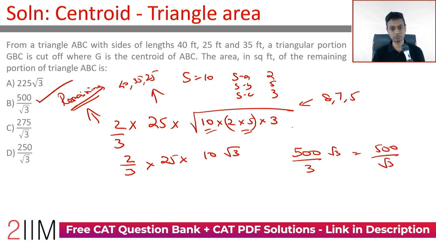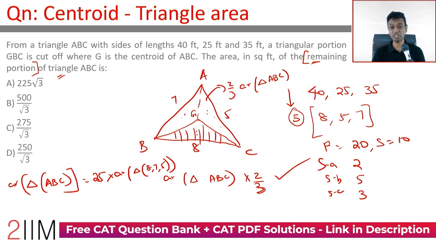choice B. Just a recap, the idea involved here, a centroid divides it into 3 equal parts. We want to find the remaining, that is 2/3 of the large triangle. Triangle has 40, 25, 35. Our ratio is 8, 5, 7. Find this and then multiply by 25. Because you've divided each side by 5, there's a double impact, base into height, a square impact, an area impact. So 8, 5, 7, plug in our S into S minus A into S minus B into S minus C square root formula. Find the area and find the value.